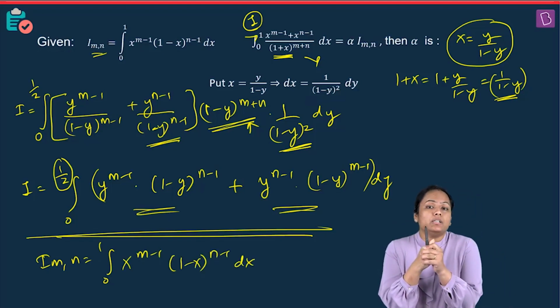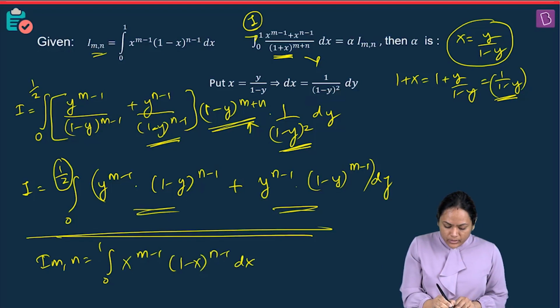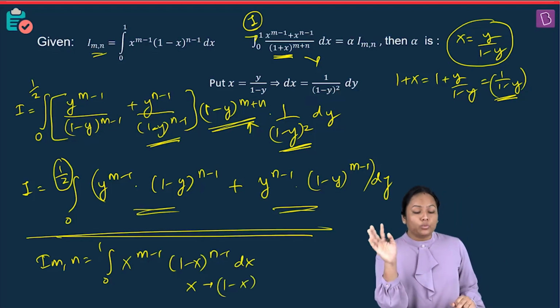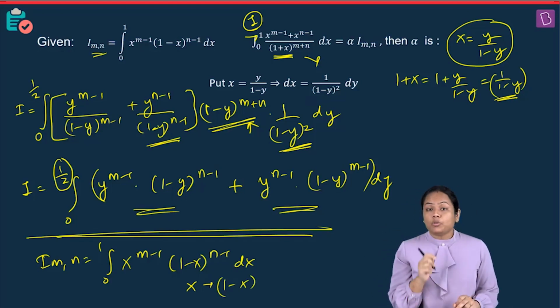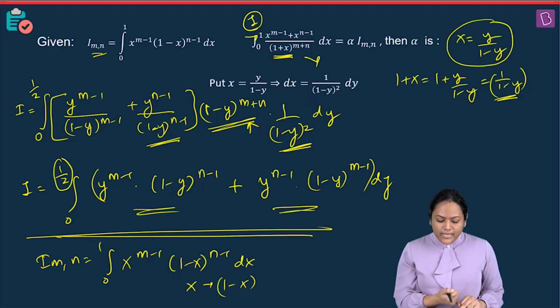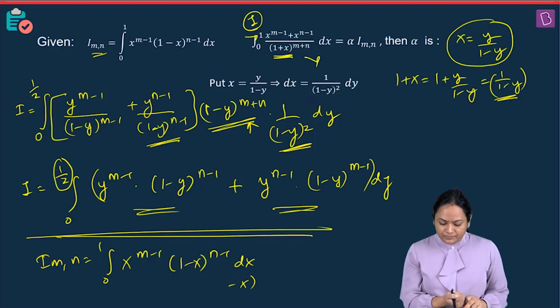What I'll do here is, if I put x as 1 minus x, I'm going to use a property over here. What is that property? Let's quickly see.